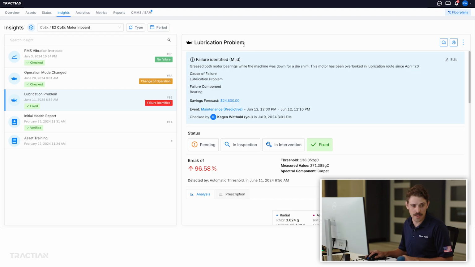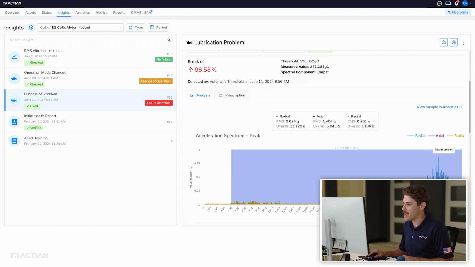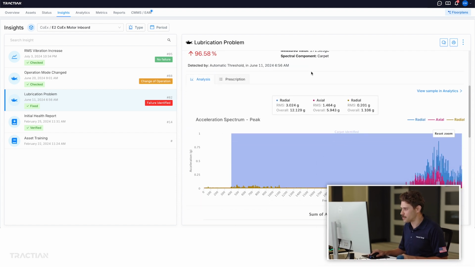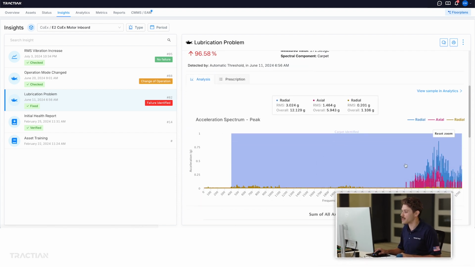In this case, we were working with a plastics manufacturer out of Indiana, and their issue was a lubrication problem for one of their coax extruder motors. And in this case, we noticed that there was a lubrication problem. And when we look at the data for this lubrication problem in analytics, we see this high raised carpet in the high frequency. This is generally an indication of a lubrication problem, right?